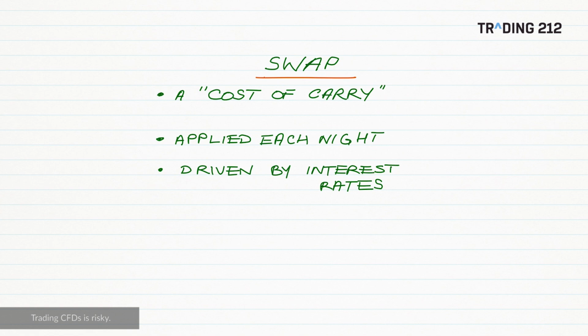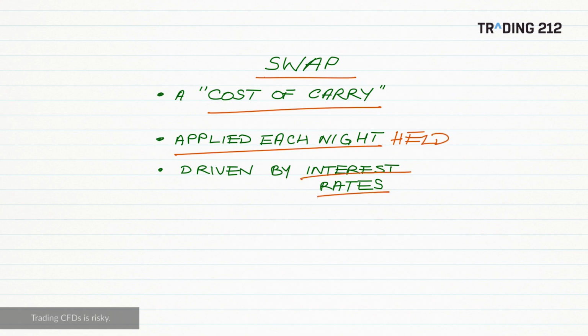The swap that is applied to a position is like a kind of cost of carry. Sometimes this can be called a rollover cost or a rollover charge. It has an antecedent in the TOM next, the tomorrow next calculations of the traditional FX market. It's applied each night that a position is held, and it is driven by interest rates. In the case of trading a currency pair, it's driven by interest rate differentials between the two currencies.